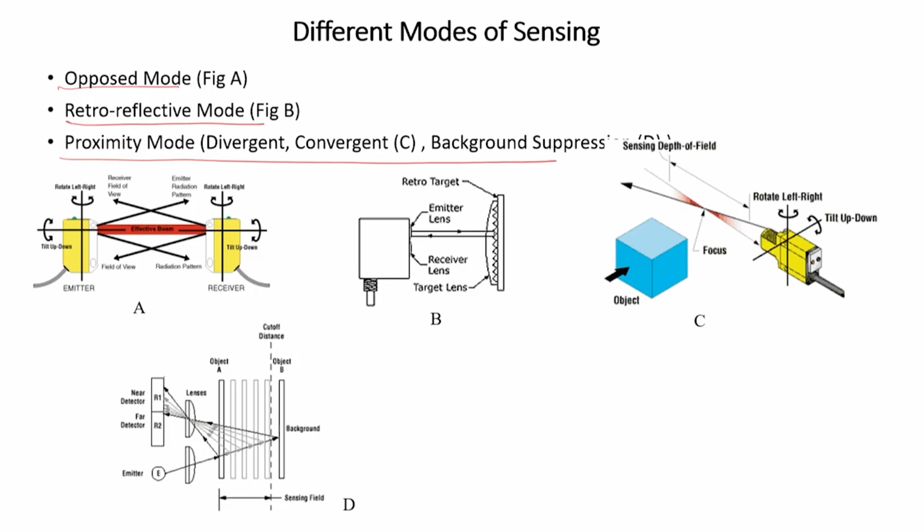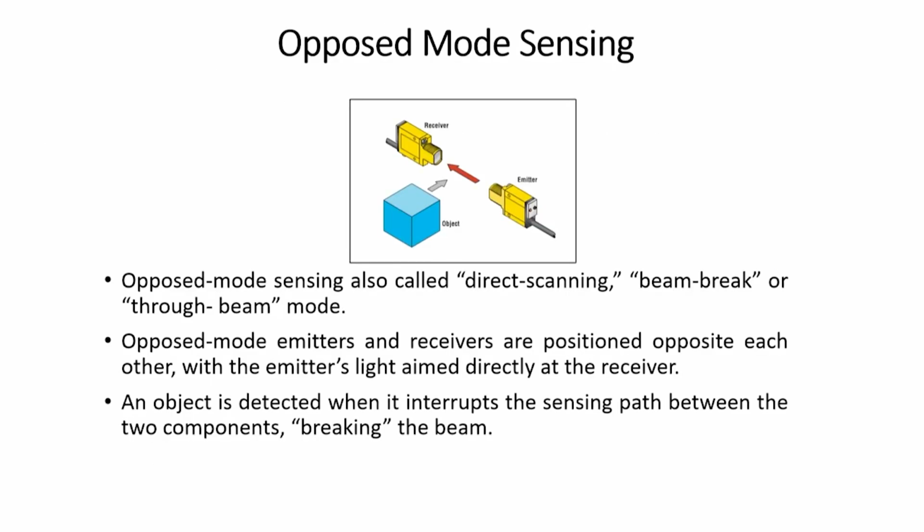So let us look into the opposed mode, figure A, very clearly. In the opposed mode, what is happening is that you have an emitter here, okay, and you have a receiver just in the opposite. Now the object is coming like this. So at a certain point when the object starts to infringe, the receiver will not receive the light. That way the receiver will understand the position of the object, okay, and then it will take some action. So this is also known as a direct scanning or a beam break technique or a through beam mode.